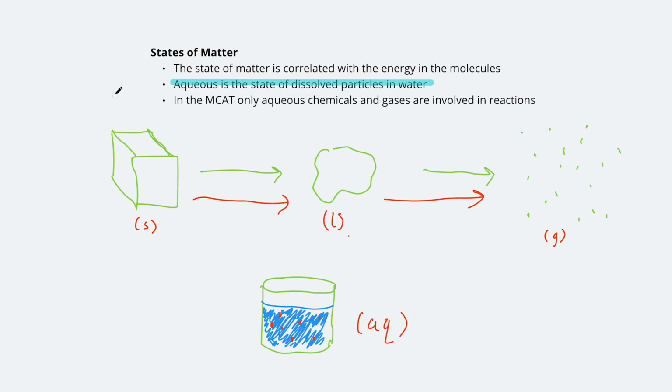And for all the reactions on the MCAT, the only things that are going to be considered to be reacting are aqueous chemicals, so the ones that are dissolved in water, and any element or molecule that is in its gas phase. So later on, when we do things like equilibrium, you'll notice that solids and liquids are excluded from the equilibrium constants, and the only things that are included are the aqueous molecules and elements, and the ones that are in their gas phase.